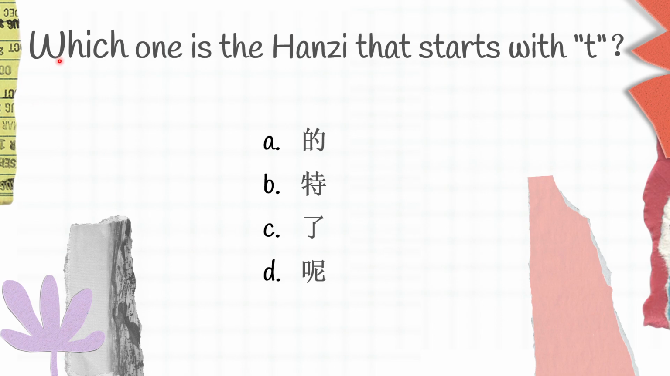The first question, which one is the hanzi that starts with the letter here? I will give you time to think. So listen carefully. A here is the, B is t, C is l, and D is n. And the right answer for this question is B.